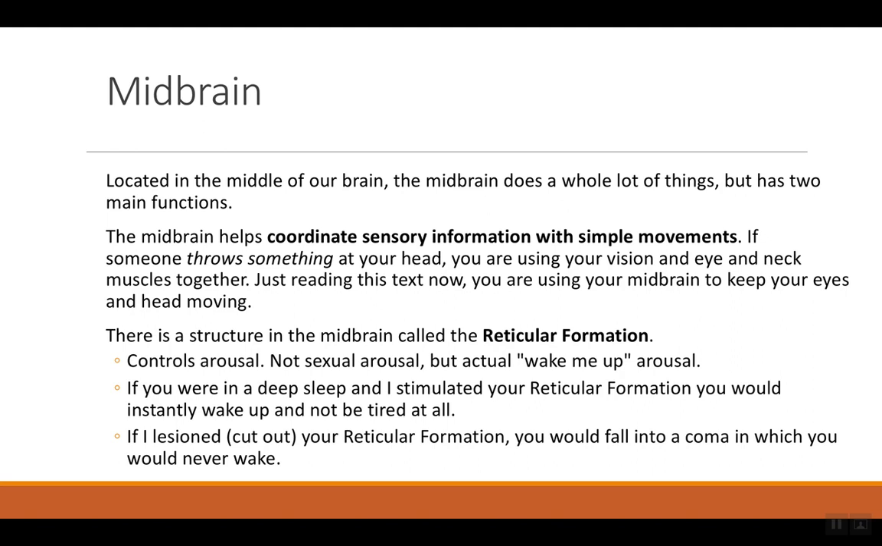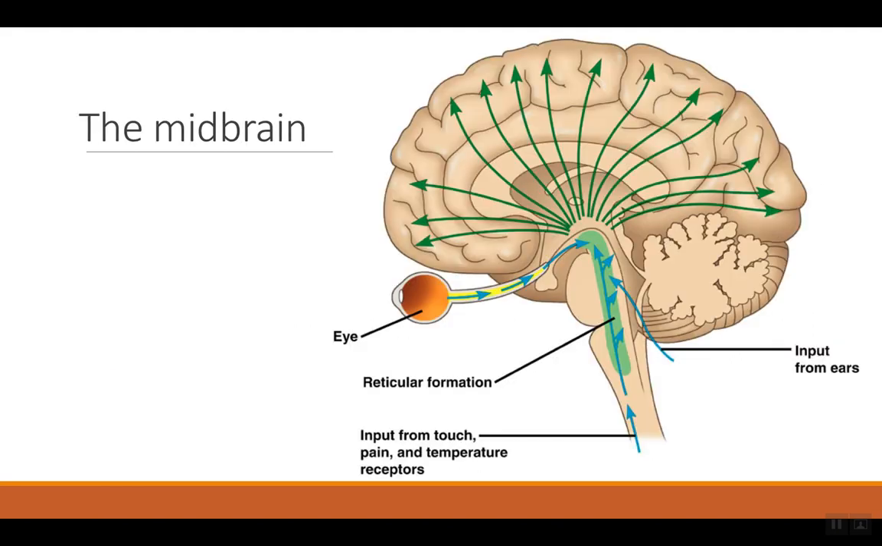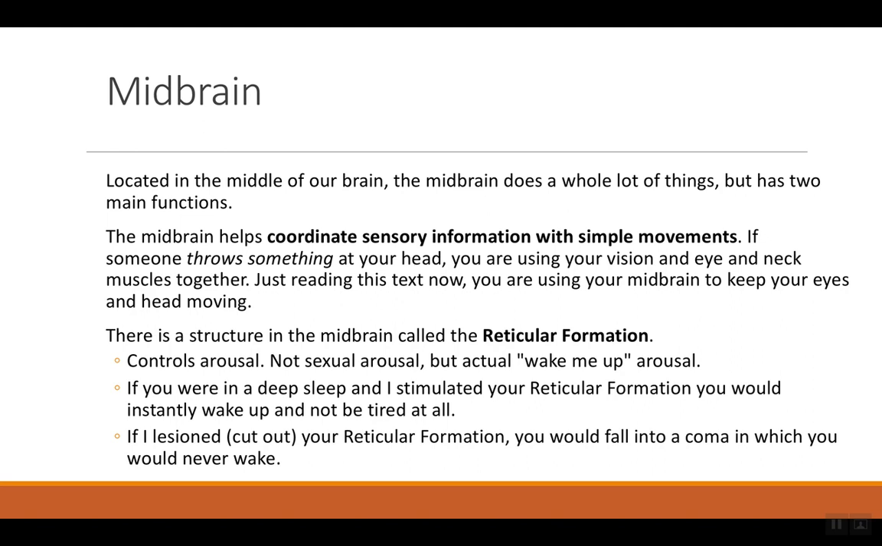There's a structure in the midbrain which is called the reticular formation. That bit in green highlight there. Okay? That controls arousal. Now when we're saying arousal, we're not saying arousal. We're saying waking up. Yeah? When you actually rouse from your sleep.